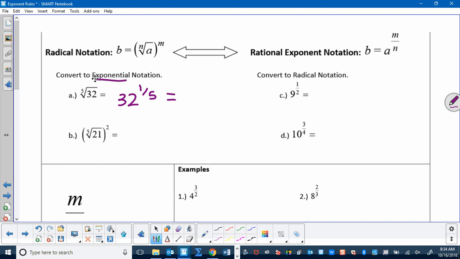But does anybody know what the 5th root of 32 is? It's 2. How did he know that? He knew 2 to the 5th was 32. So the 5th root of 32 has to be the inverse, the opposite. So that has to be 2.